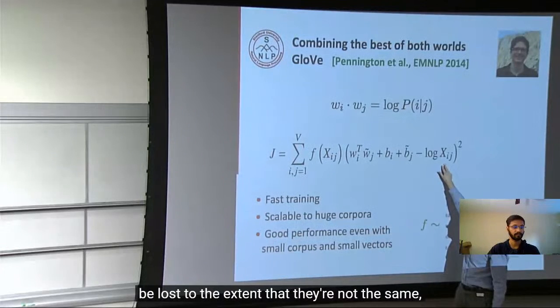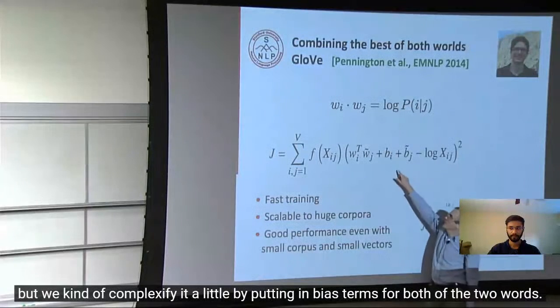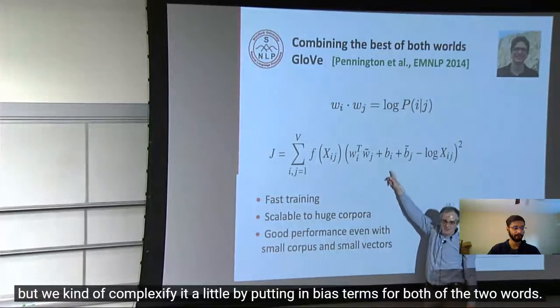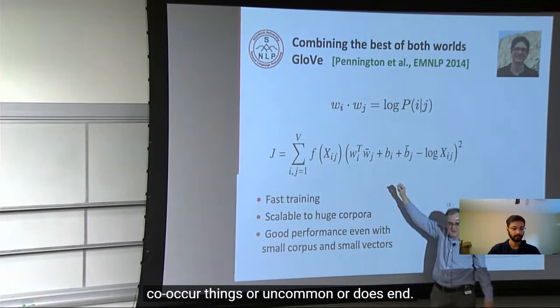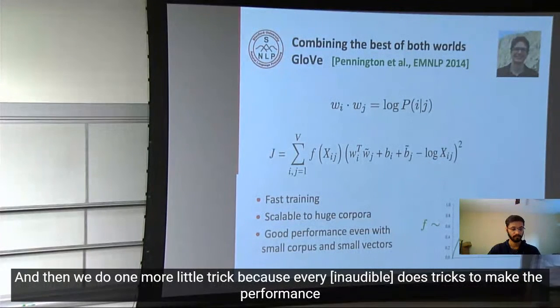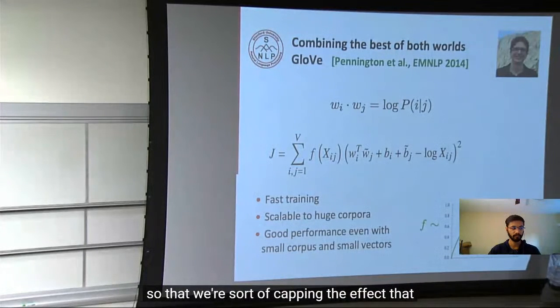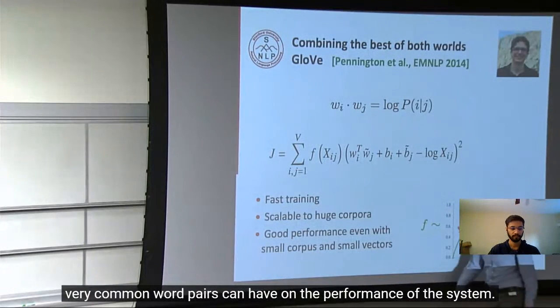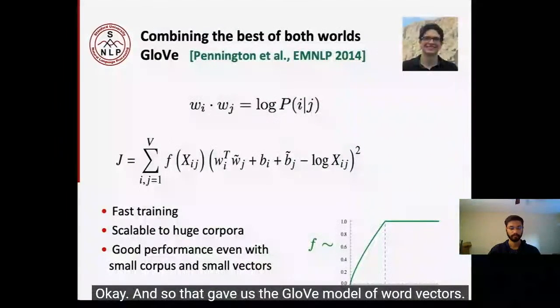And so they'll be lost to the extent that they're not the same. But we kind of complexify it a little by putting in bias terms for both of the two words, because maybe the word is just overall common and likes to co-occur with things, or uncommon or doesn't. And then we do one more little trick, because everyone does tricks to make the performance better, is that we also use this f function in front so that we're sort of capping the effect that very common word pairs can have on the performance of the system. Okay, and so that gave us the GloVe model of word vectors.